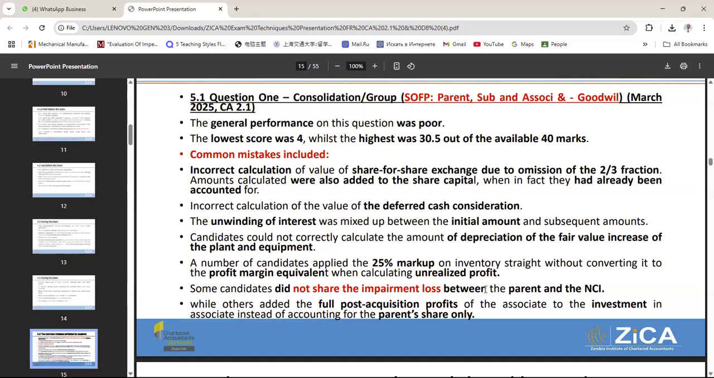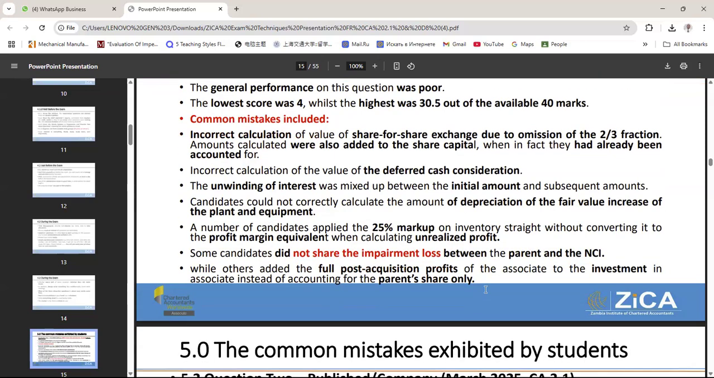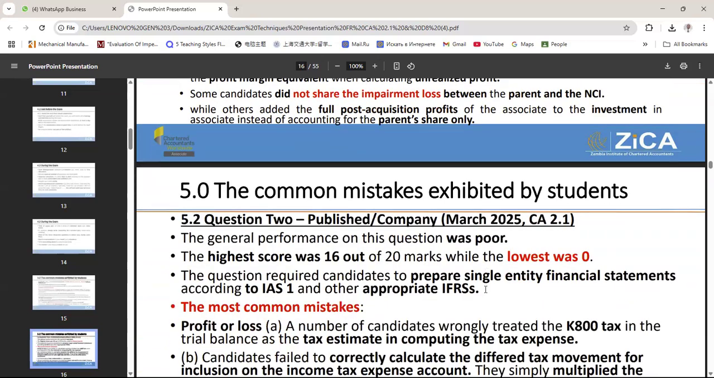Also, it's an issue of equity accounting. When you have an associate, you are not supposed to add the entire profit. You get a share of the post-acquisition profit. So those were the comments from the previous exam.